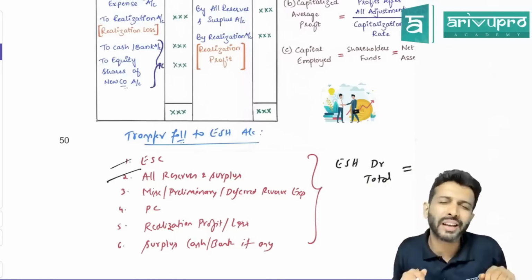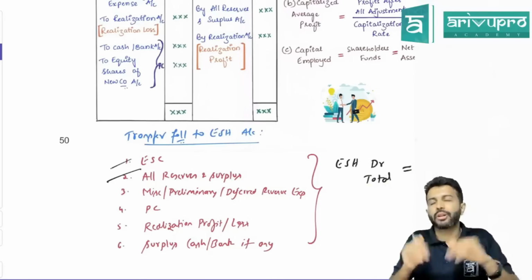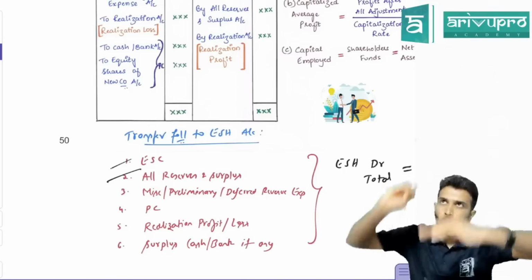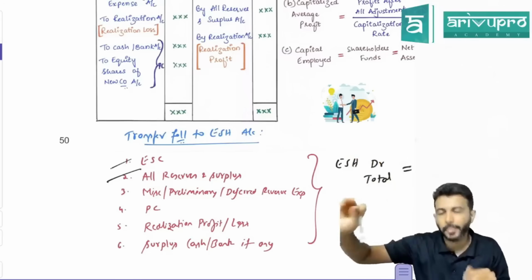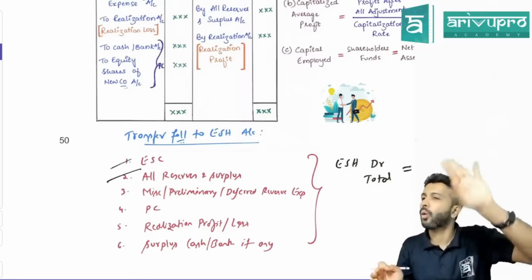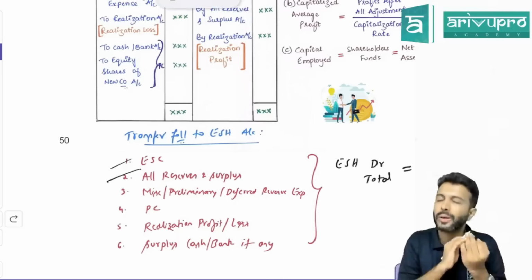All the reserves usually will have what balance? Credit balance. To cancel, what do we have to do? Debit. So all the reserves will be debited one by one, and credit will be given to the equity shareholders account. This way, these two ledger accounts will get closed.